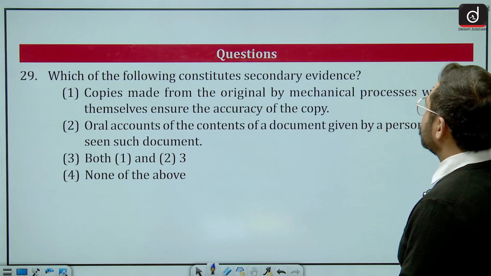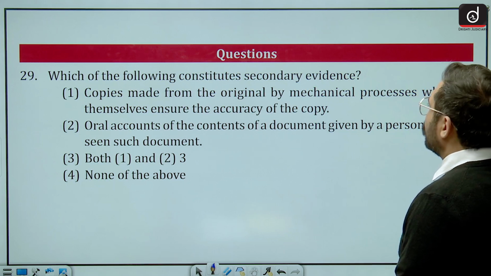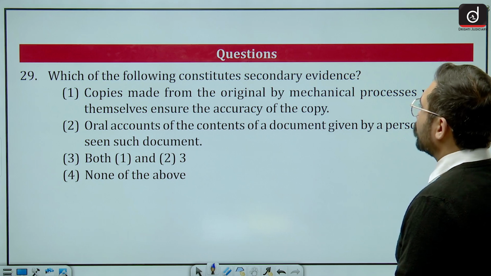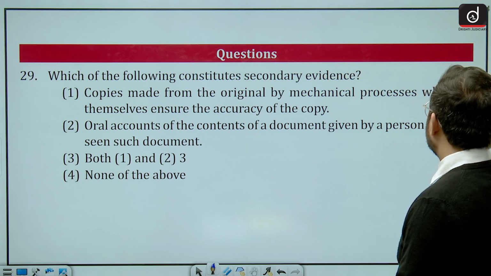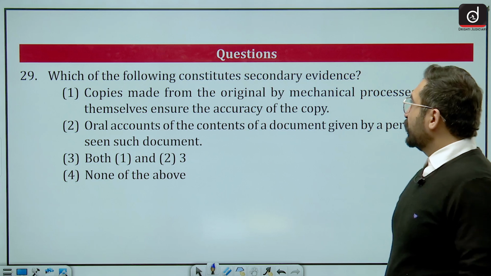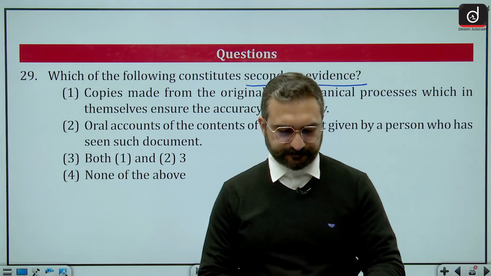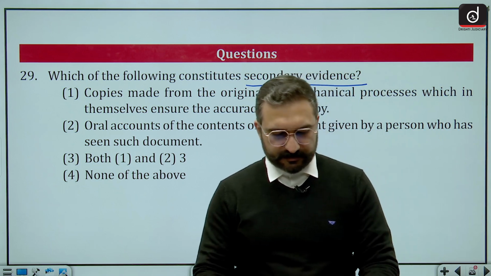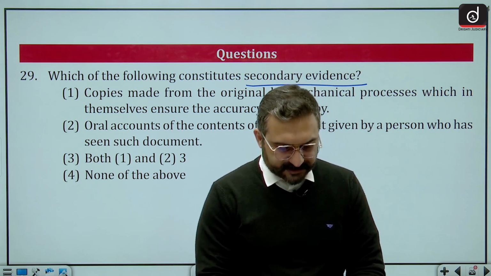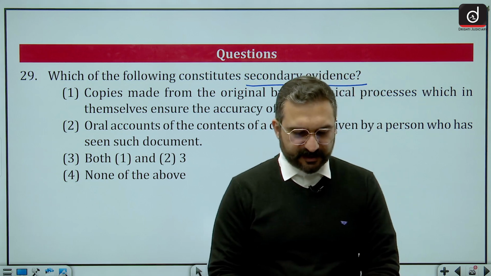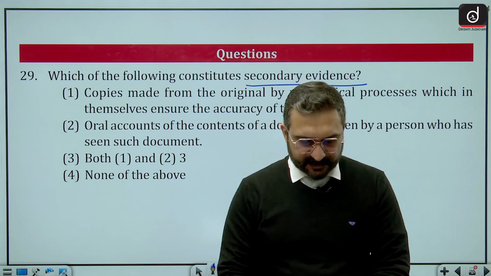Which of the following constitutes secondary evidence? Copies made from the original by mechanical processes, which in themselves ensure the accuracy of the copy. Correct. Oral accounts of the contents of a document given by a person who has seen such document. When you talk about secondary evidence, I tell you directly that it is dealt under section 63. What are secondary evidences? And if we read 63, we will see what options we have. 62 is primary evidence, 63 is secondary evidence.